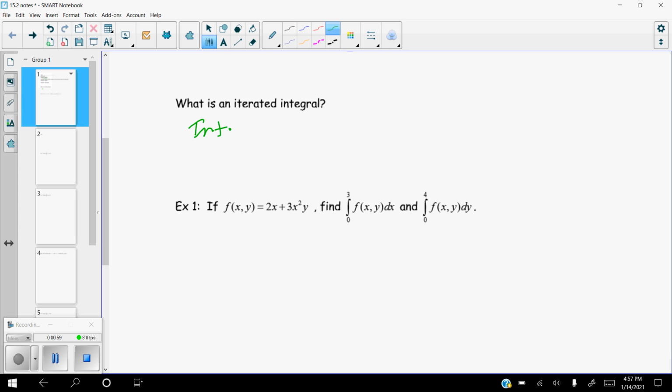It is an integral of functions of multiple variables. Something happened here with my pen, I'm not sure exactly what's going on. There we go.